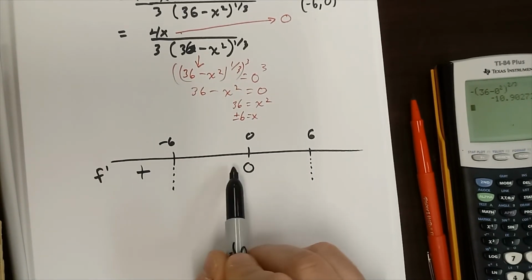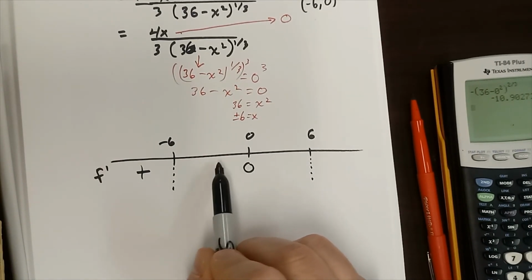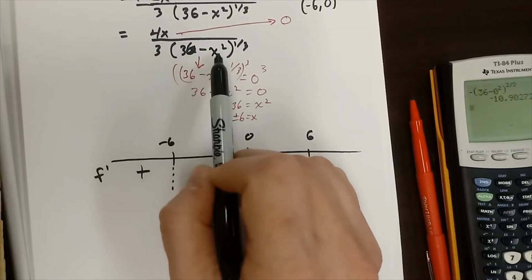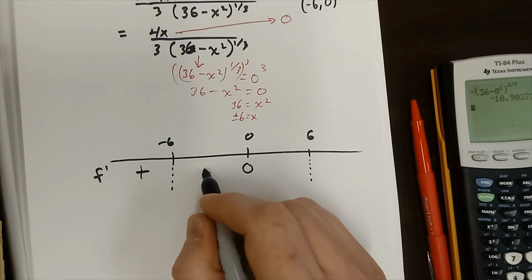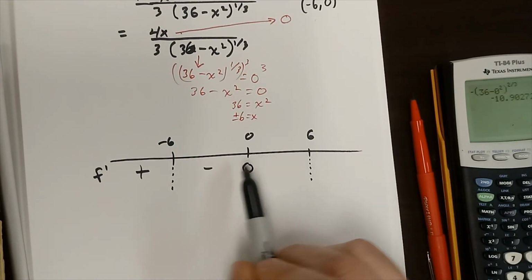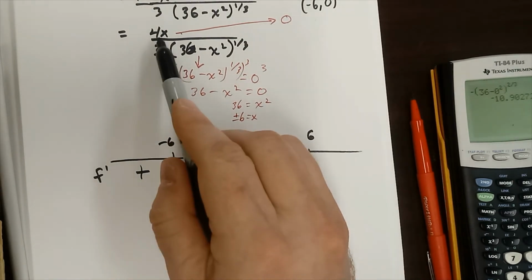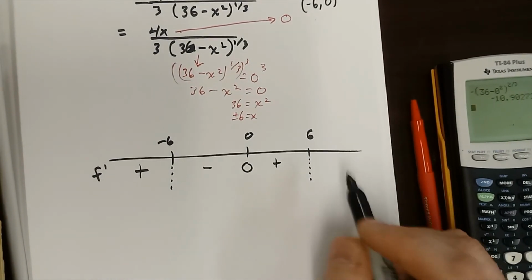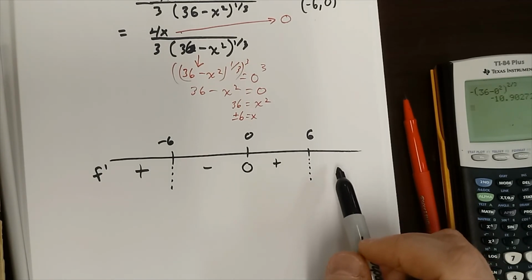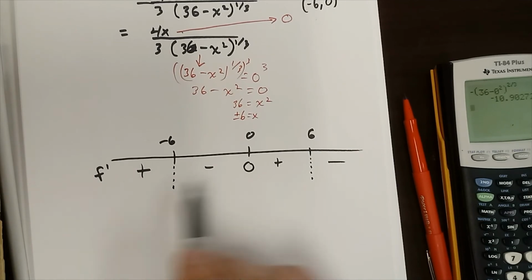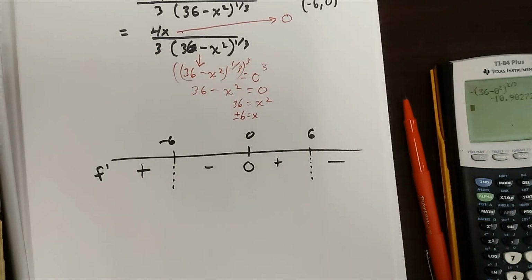If I try something here, I'm going to try like negative 1. If I plug that in, the top turns into a negative, but the bottom stays positive, so the whole thing's negative. And then if I try something between 0 and 6, it's different, because the top is positive then, and the bottom is still positive, so it's positive. And then if I try something really, really big, then the top is positive and the bottom is negative. And so alternating often happens.